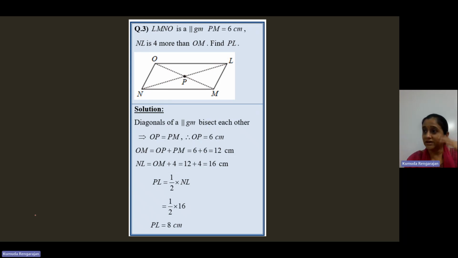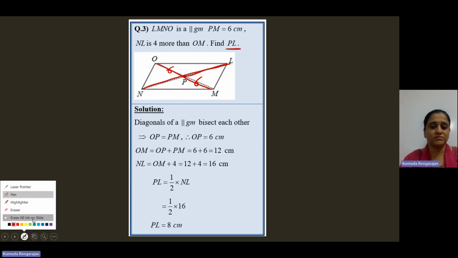So first you should work it in your mind, like what we did now. PM is 6. So this one is 6. So this is also 6. So 6 plus 6, 12. So the length of one diagonal, that is the diagonal OM, is 12. Now, according to the question, the length of the other diagonal LN is 4 more. So it will be 12 plus 4, 16. And we need to find PL. PL is half of 16, which is 8. So work it in your mind and then you can present it.